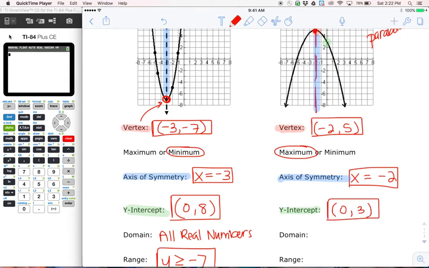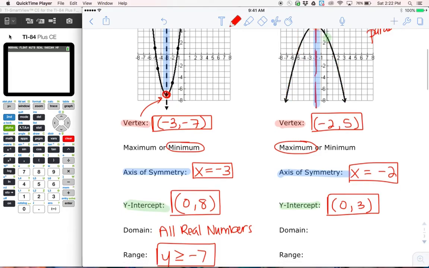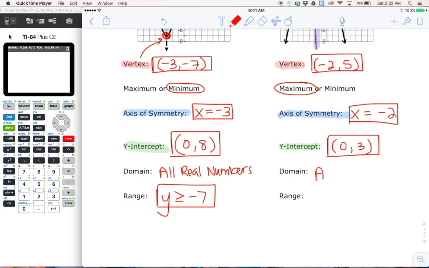The domain, again, it goes left forever, right? And it goes right forever. So my domain is all real numbers. And just a little hint, when you have any kind of a quadratic, unless you're talking about a specific situation, like in a word problem, your domain is all real numbers. These graphs go left and right forever, each one of them. Your domain is all real numbers.